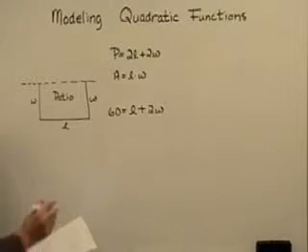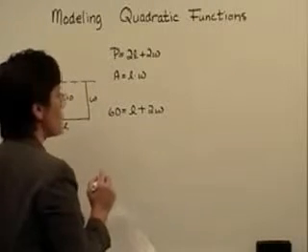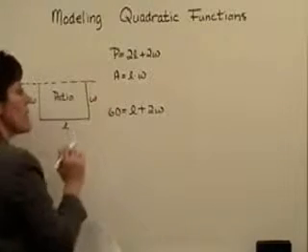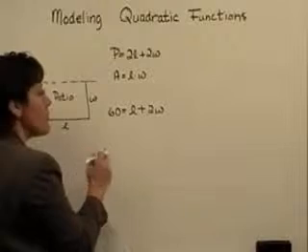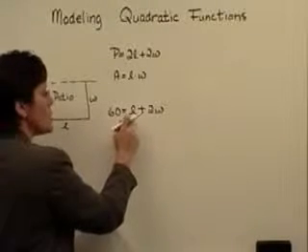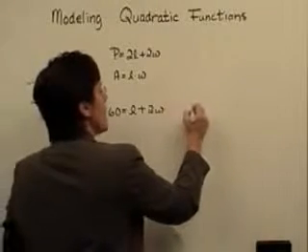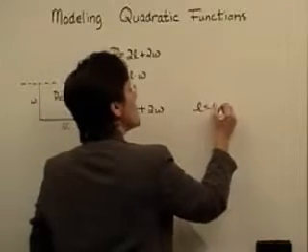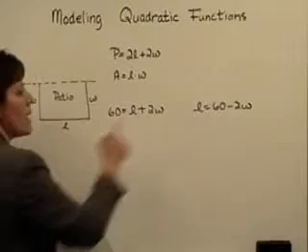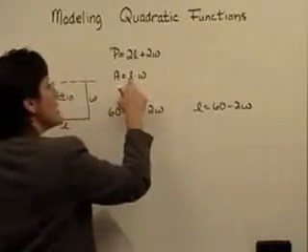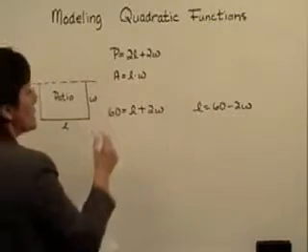And then next I have this equation, area equals length times width. And I want to maximize that. So what I'm going to do is take this equation, and it doesn't matter which variable I solve for, but it's much easier to solve this equation for L. So I'm going to rearrange it, and I'm going to say that L equals 60 minus 2W. So I'm going to move this over to the other side.